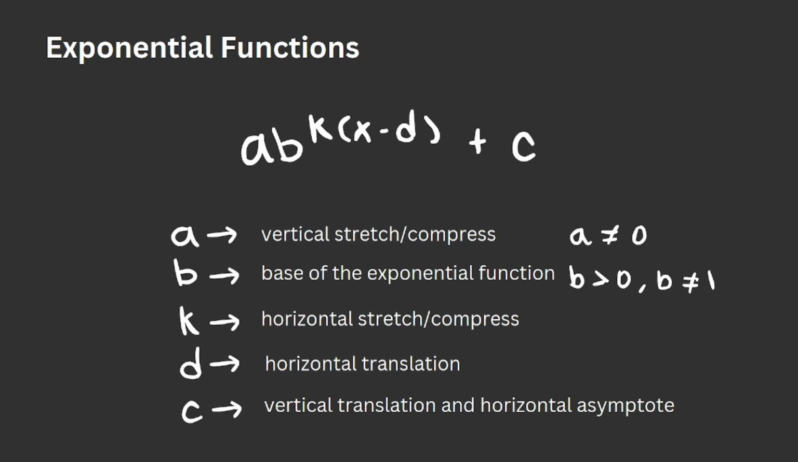So for my exponential functions, here's my standard equation, a b to the power of k times x minus d, plus c. A would be my vertical stretch/compress, and a cannot equal 0 because then the function will just be a constant at the value of c. B is the base of my exponential function, and b must be greater than 0 because you cannot take an exponential function of a negative number or of 0, and b cannot equal 1 because that would just be another constant value. K is my horizontal stretch/compress, d is my horizontal translation, and c is both my vertical translation and the value of my horizontal asymptote.